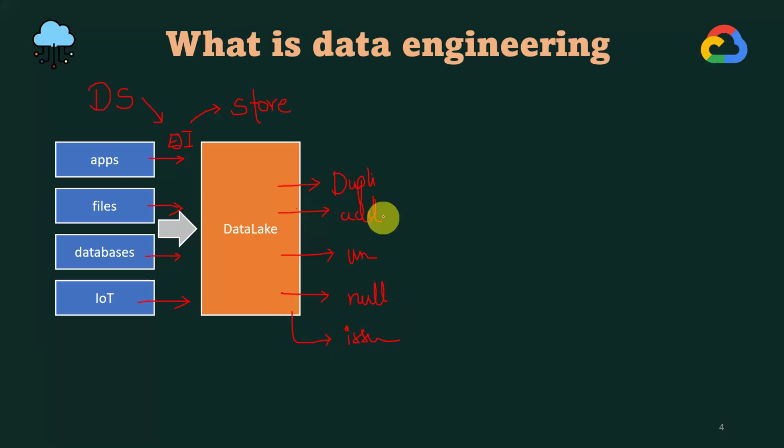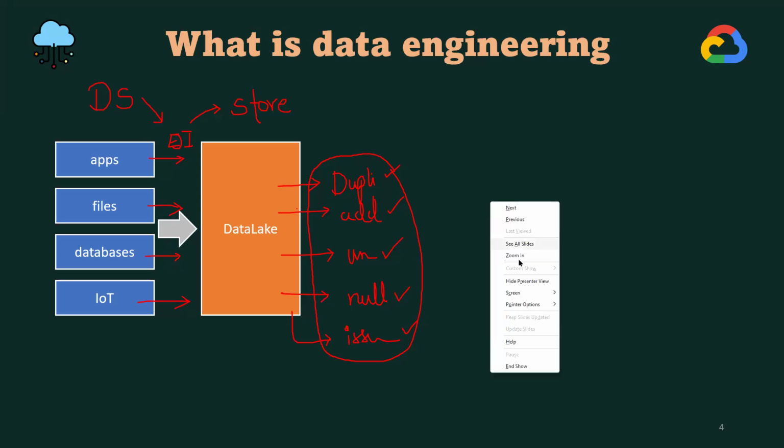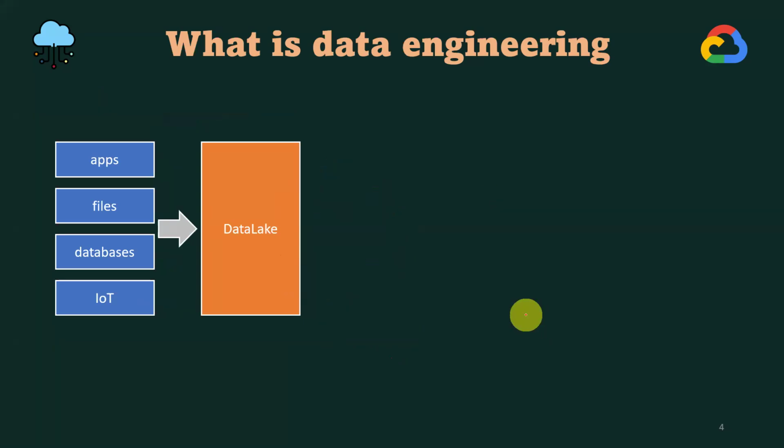So the data coming from the raw data sources may not be in a directly usable format, because the data coming from the applications may be in JSON format, and may have duplicates, additional columns, unnecessary data, null values, and other issues. So we must fix all of these problems before we analyze the data.